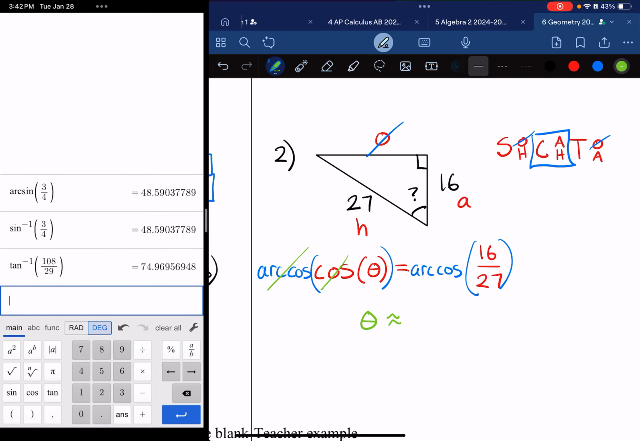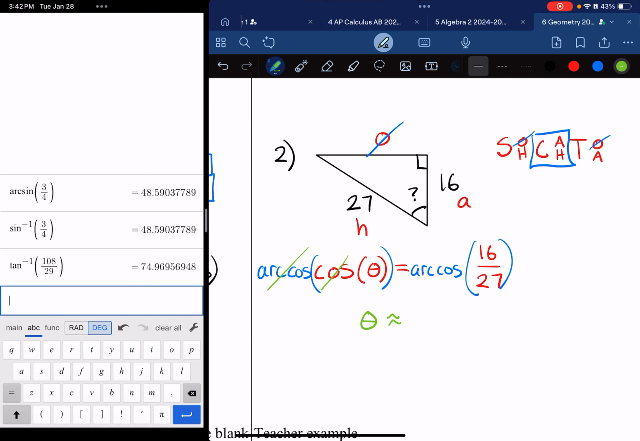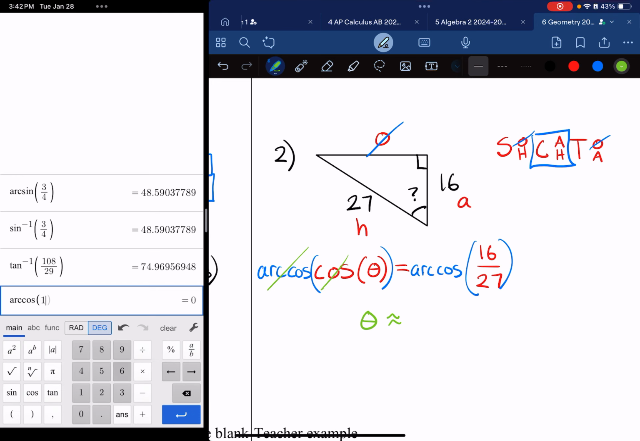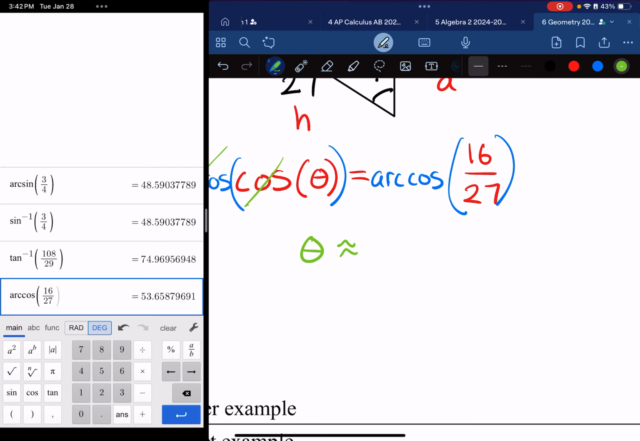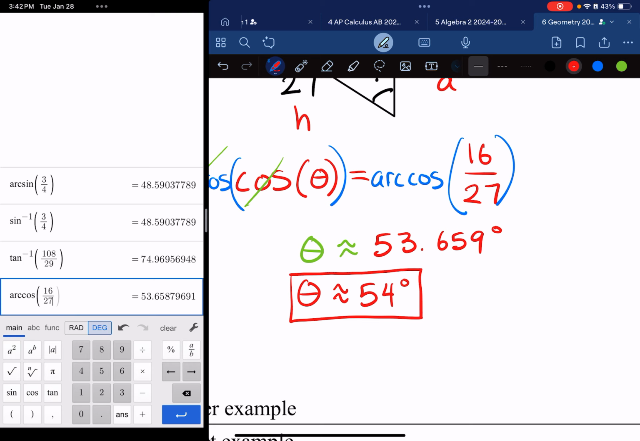What is that going to be? I'm going to pretend that I was on a keyboard and type out arc cosine of 16 over 27, and that's going to be roughly 53.659. Rounding to the nearest whole number, that's going to be 54. Both those are in degrees. Don't forget our units in this case, and box your final answer after we've rounded to the nearest whole number.